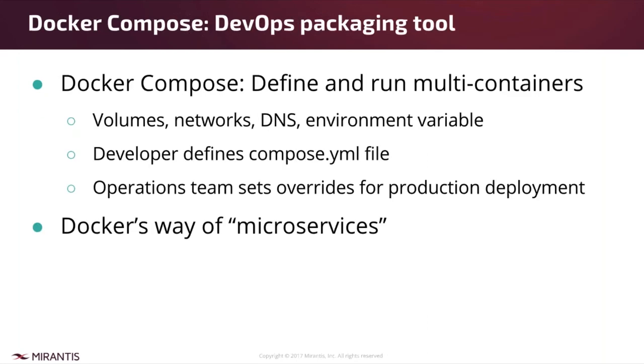And in Docker, there is a DevOps packaging tool, we can think of it, and it's known as Docker Compose. It's where you can define and run multiple containers on one host. And these containers will share volumes, networks, and environment variables. All the developer needs to do is define the compose.yaml file, and the operations team can set the overrides for the production deployment. And you can think of this as Docker's way of doing microservices.